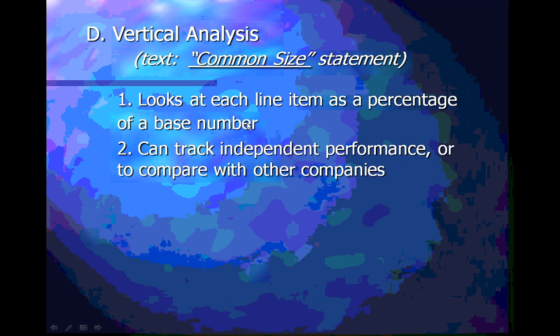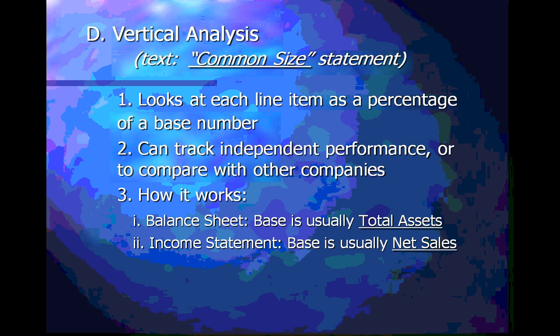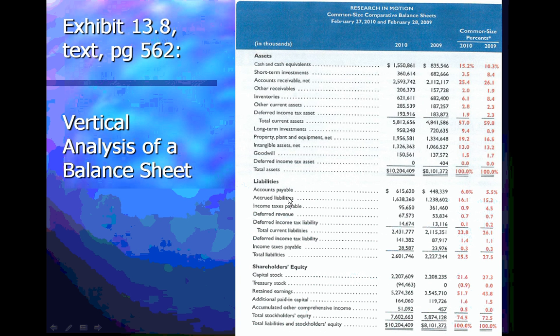The way that this works is you can then track independent performance, or you can compare this with other companies as well. Kind of like a horizontal analysis, but this one's a little bit more usable in my mind because you can actually see where every percentage of the company is located. For the balance sheet, like I said, the base is the total assets dollar amount. For income statement, you're going to use net sales as your base number.